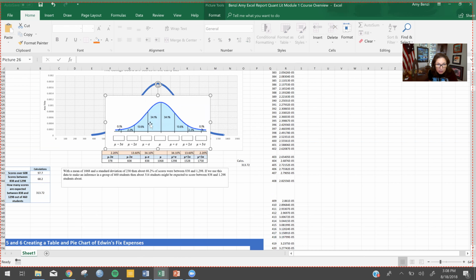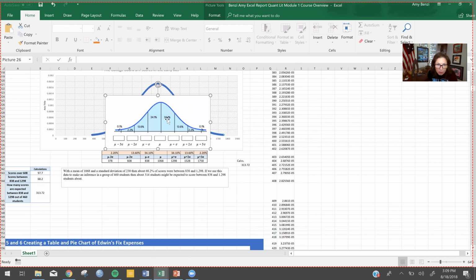The amount of the population that scored between 838 and 1298, well, if you look here, is within the first standard deviation, which is these two parts. And guys, I'm just showing you how to make a Zoom video. We're actually going to learn how to do this in the modules. So you will actually get your lessons and your homework will help you learn all this stuff. But anyway, within the first standard deviation from 838 to 1298, I can see that 34.1 plus 34.1 looks like about 68.2% of the population scored in that range.